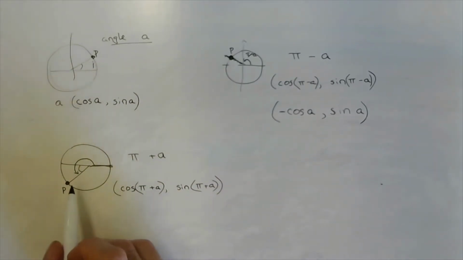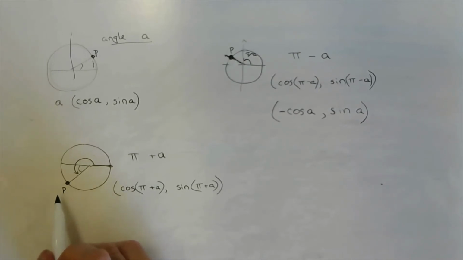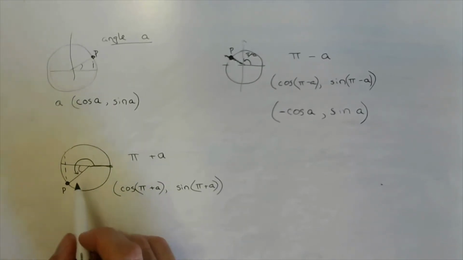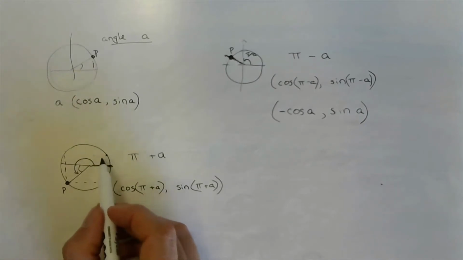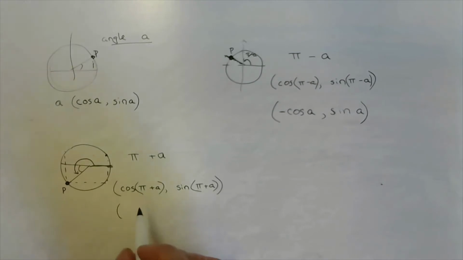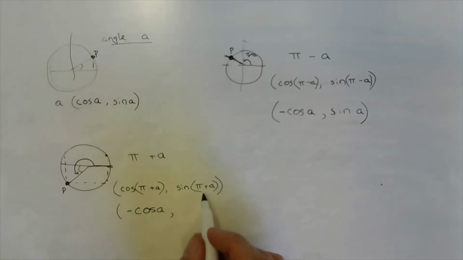Good. And now you can think about it. Well, how does that relate? Well, in quadrant 3, both cosine and sine are negative. The value stays the same. If you kind of draw that little box, then you can see that the value is the same, but the sign changes. So cosine of pi plus a is actually the same as the negative of cosine a. And same with sine. Sine of pi plus a is the same as minus the sine of a.